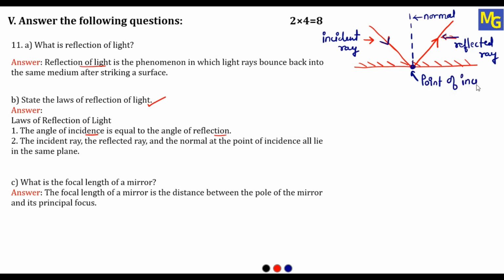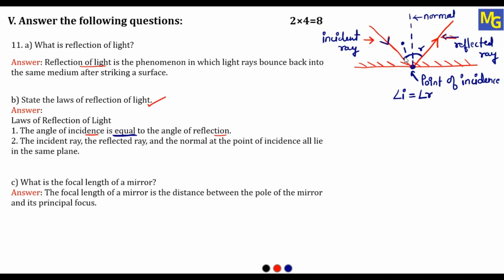incidence. In this case, once the light strikes the point of incidence, the angle between the incident ray and the normal is called the angle of incidence, denoted by the letter I. And the angle between the normal and the reflected ray is called the angle of reflection, that is R. So these both angles will always be equal. Remember, these both angles will always be equal.